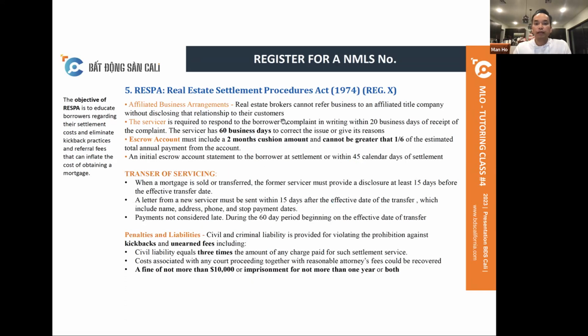Affiliated business arrangement: a real estate broker cannot refer business to an affiliated title company without disclosing that relationship to their customer. So I just mentioned that. The servicer is required to respond to the borrower's complaint in writing within 20 business days. Keep it in mind. If somebody complains to the servicer, that servicer needs to answer that complaint in 20 business days. That complaint may be something like, hey, your amount is not correct, you missed something. When you write to the servicer, it has 20 business days to respond, excluding weekends and holidays.